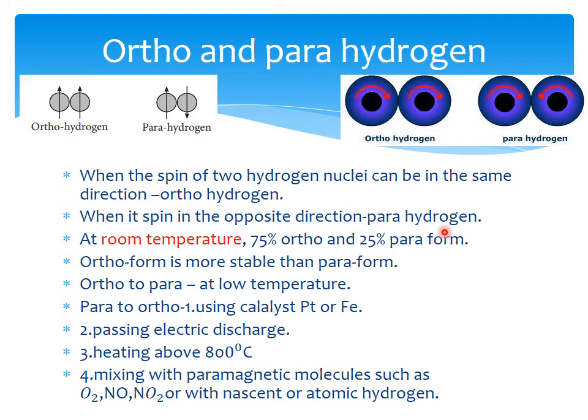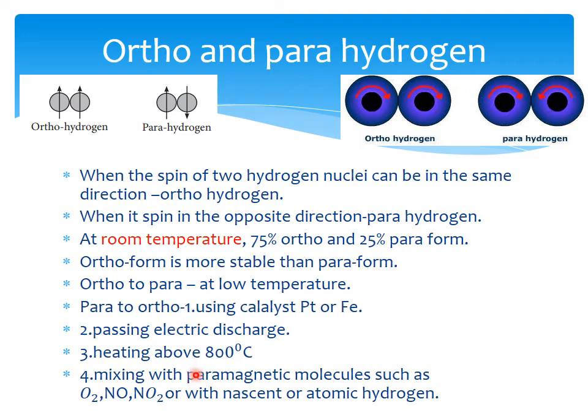So let's see its abundance. At room temperature, we will have 75% ortho hydrogen and only 25% para hydrogen. From this itself we can conclude which form is most stable. The ortho form is more stable than the para form. Then how do we convert ortho into para form? Only at room temperature will 75% ortho be present, but when the temperature goes lower and lower, the ortho form gets converted into the para form. But the next question is how to convert this para form back into ortho form, the conversion of para hydrogen into ortho hydrogen.